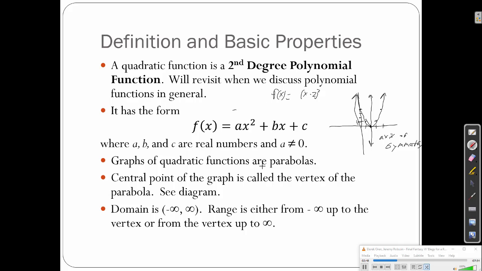The axis of symmetry is just the line around which it is symmetric. The domain of every quadratic function is negative infinity to infinity. The range will be more limited than that, just because they always have a lowest or highest point. If it's an upward facing parabola, it has a minimum value, so it would be from whatever this y value is up to infinity. If it's a downward facing parabola, it would be from negative infinity up to whatever this y value is.